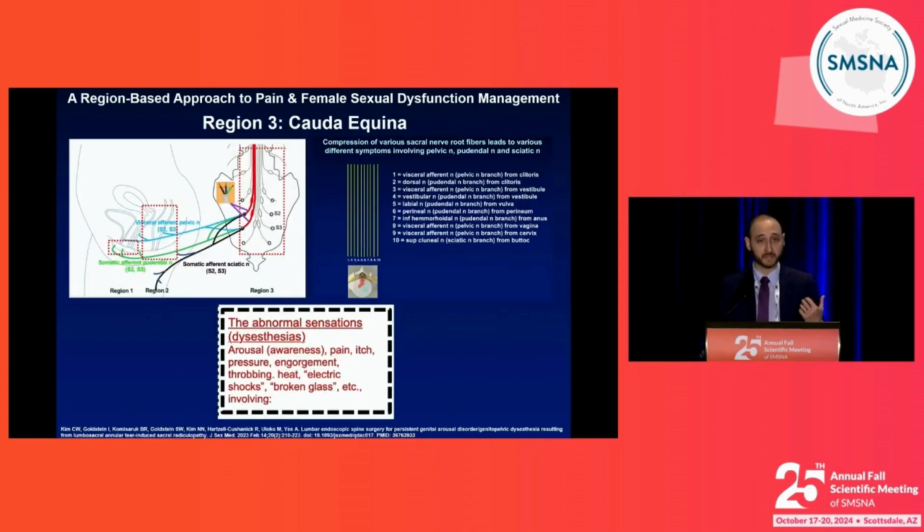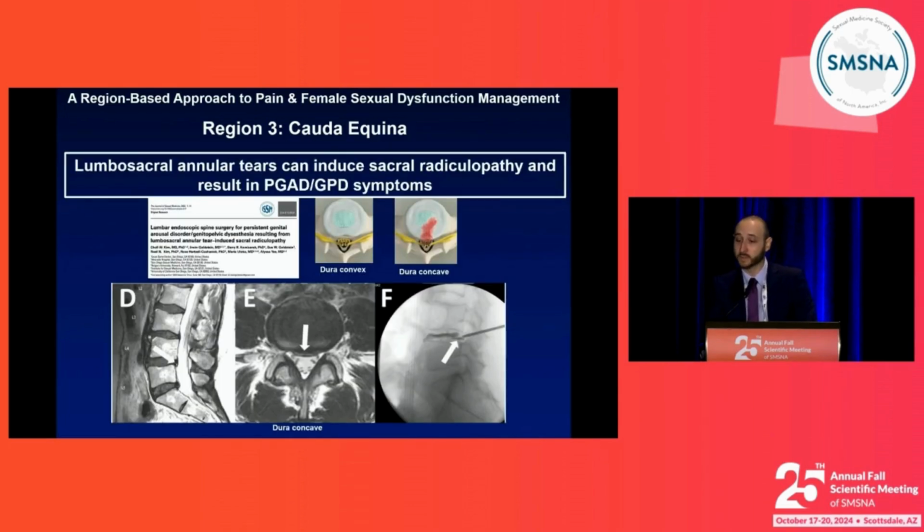Again, coming back to this anatomy that is key, we see that the pudendal, the pelvic, and the sciatic enter the cauda equina as a cable, as a singular nerve root. So any compression of these sacral nerve root fibers will cause these abnormal sensations, these dysesthesias, and that can be pain, that can be arousal, that can be broken glass sensation, etc. We've shown that lumbosacral annular tears can induce sacral radiculopathy and result in PGAD and GPDs.